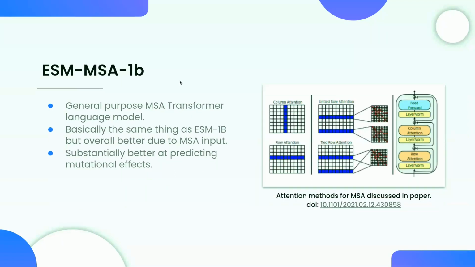And this was followed up by ESM MSA 1B. So it's basically the same thing as ESM 1B, except it now takes an MSA as input. And this basically gives it a lot more context to work with. And we've noticed that it's substantially better at predicting mutational effects.